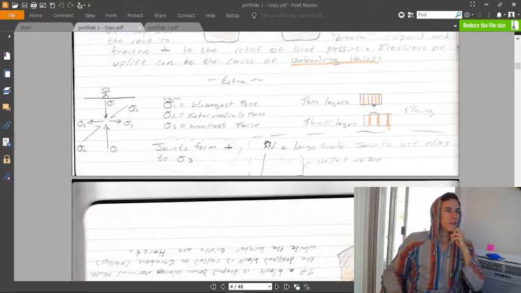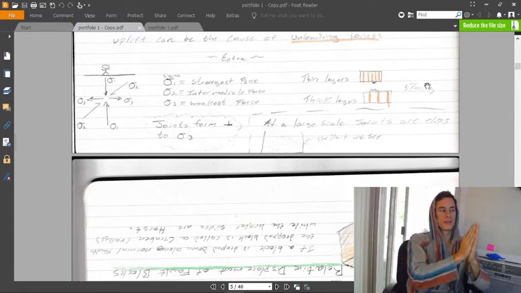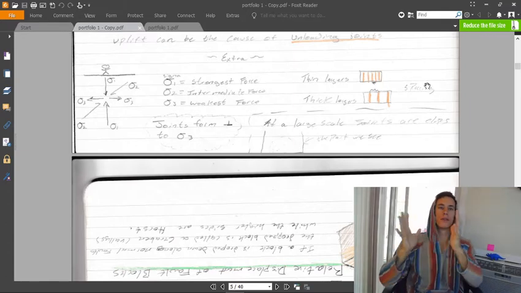These are just sigma forces. Sigma 1 is the strongest, sigma 2 is intermediate, sigma 3 is the weakest force. In thin layers, the joints are going to be really closely spaced together, and in thick layers, they are going to be spaced further apart.